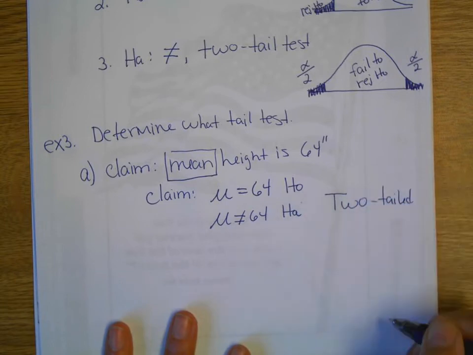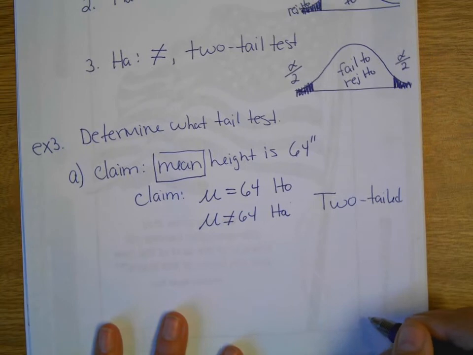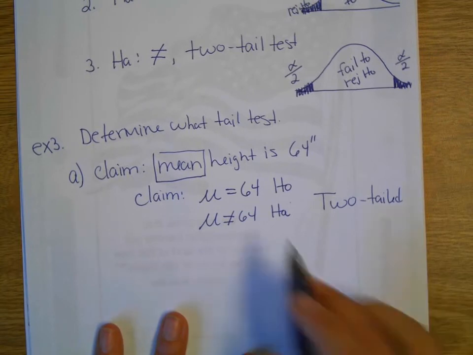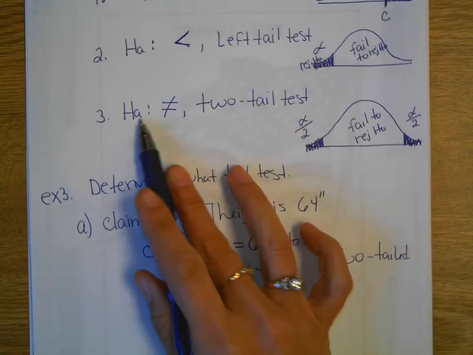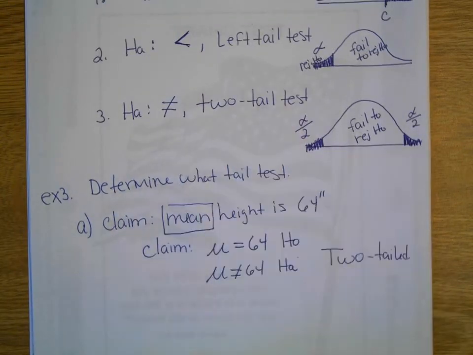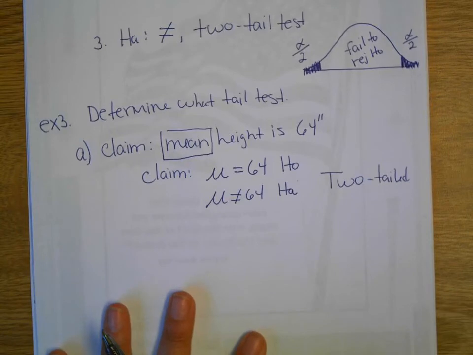That's very easy. No, I don't get it. Oh, I know. What part? The claim or the two-tailed? Why is it two-tailed? Because if the Ha has a not equal to, it's always two-tailed. Okay, it goes with the graph.